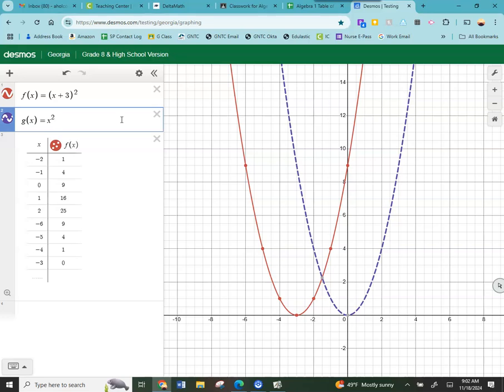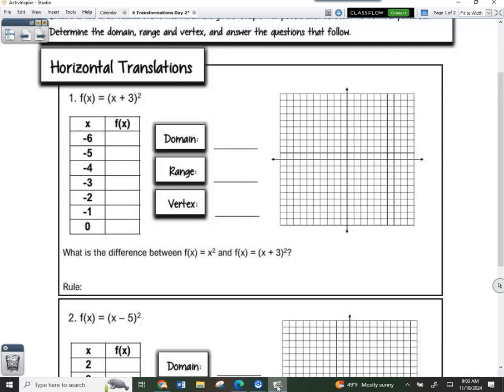So I can see the table. I can see the graph. I need to copy it to my paper. So someone read to me the y value for -6. 9, 4, 1, 0, 1, 4, 9.